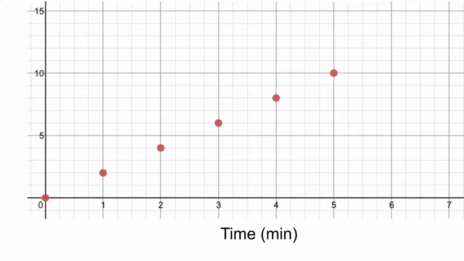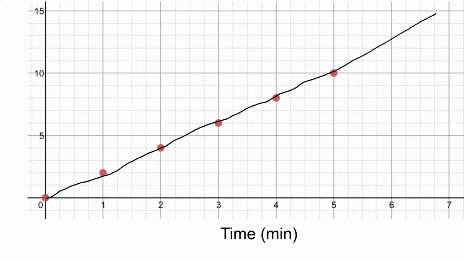If we were to graph this, it'd look something like this. And this time, because this is a continuous set of data, we can actually put a solid line through the dots. Now, how many donuts have I eaten at about 1.5 minutes? So about here. It would go to about 3 donuts. So at 1.5 minutes, I've eaten 3 donuts.